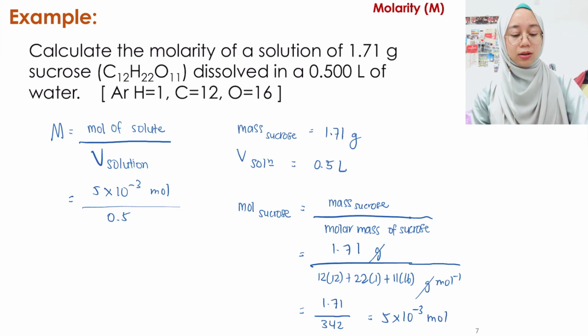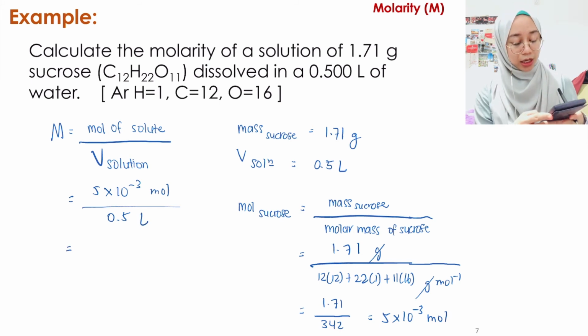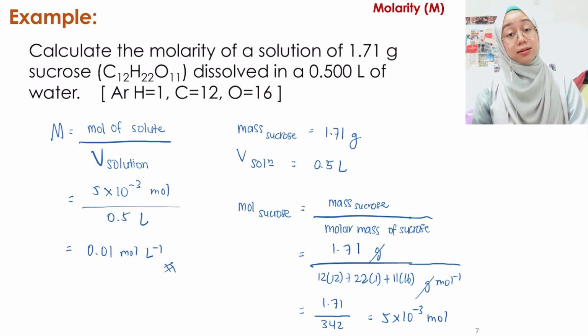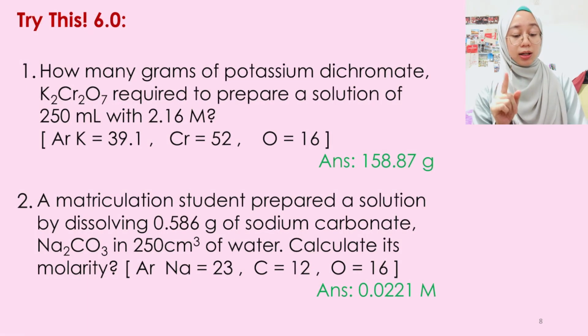So you just write down 0.5 liter. Okay, so 5 exponent negative 3 divided by 0.5 liter, so you get 0.01. And then unit, kita tulis balik je lah, mole per liter. Settle. Okay, so now you have the molarity of the solution. Okay, so now it's your turn lah to try.